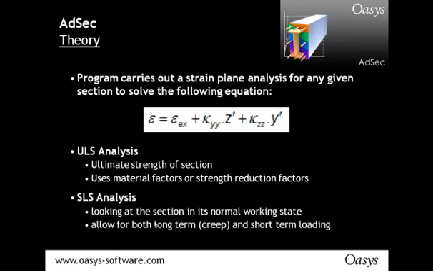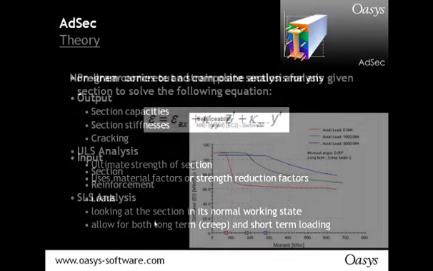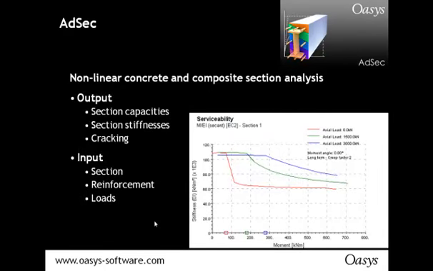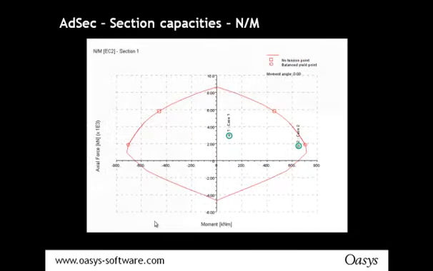For the serviceability limit state analysis or SLS analysis, you're looking at the section in its normal working state. So you allow for both long-term and short-term loading. So for example, it can consider creep. So AdSec, in summary, outputs values such as section capacities, section stiffnesses, and cracking. So for example, if you've got a section stiffness or the reduced stiffness and EI values, you can actually feed that back into a program like ALP, and the cracking values, of course, are useful to see how your pile is performing. And this is based on inputs such as the section, reinforcement, and loads.